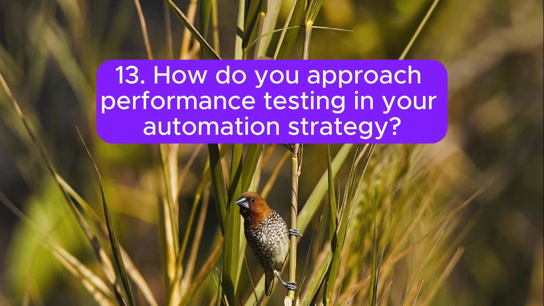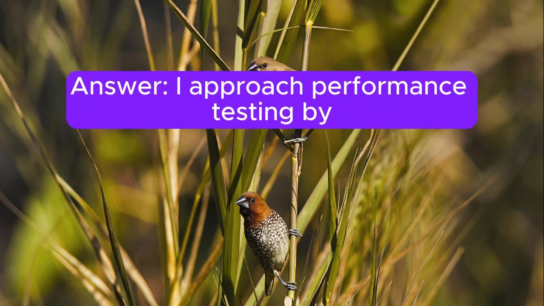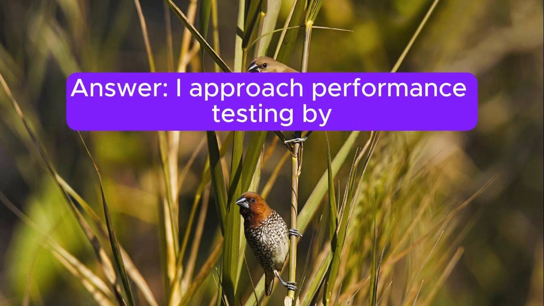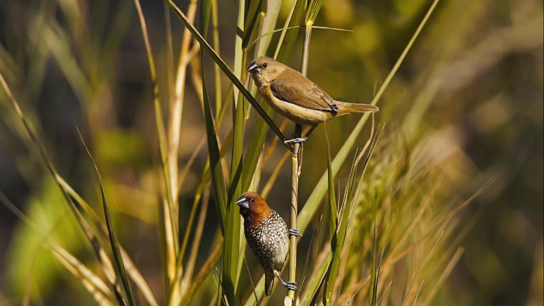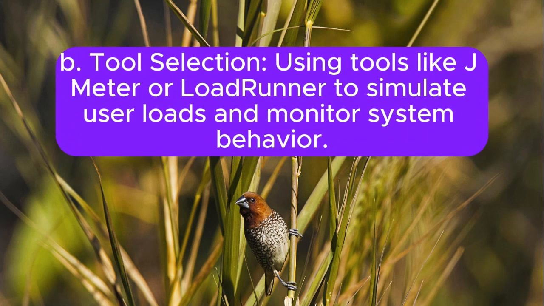13. How do you approach performance testing in your automation strategy? Answer: I approach performance testing by: A. Defining metrics, establishing key performance indicators such as response time, throughput, and resource utilization. B. Tool selection, using tools like JMeter or LoadRunner to simulate user loads and monitor system behavior.